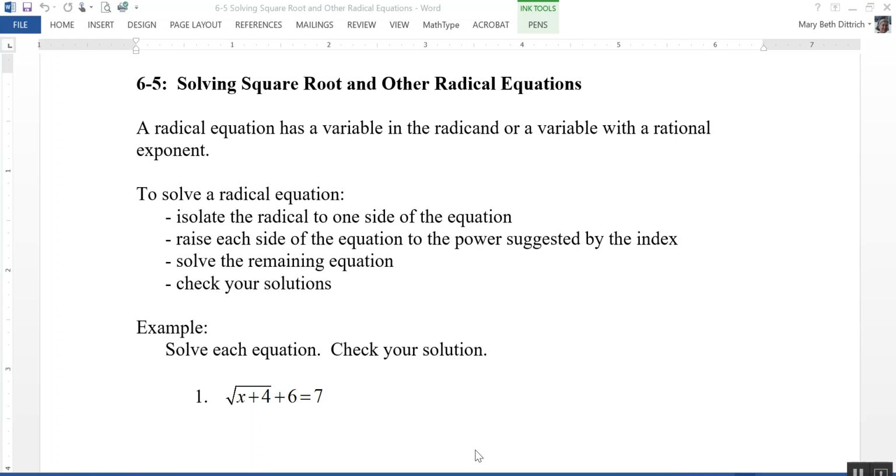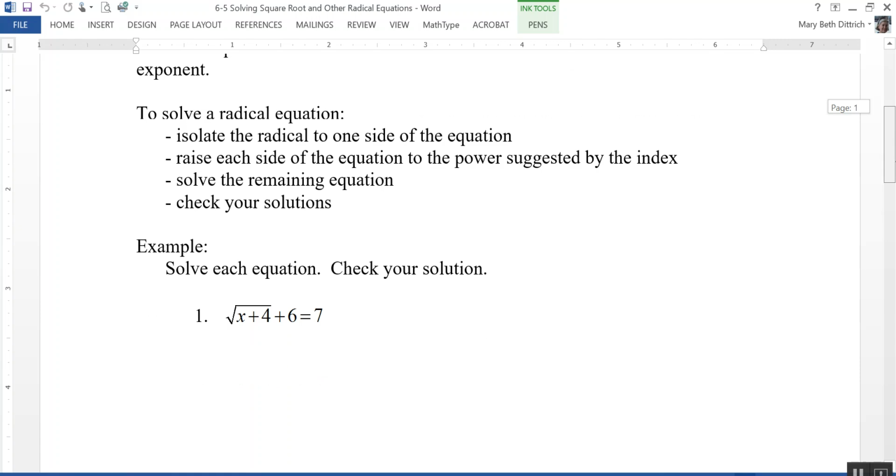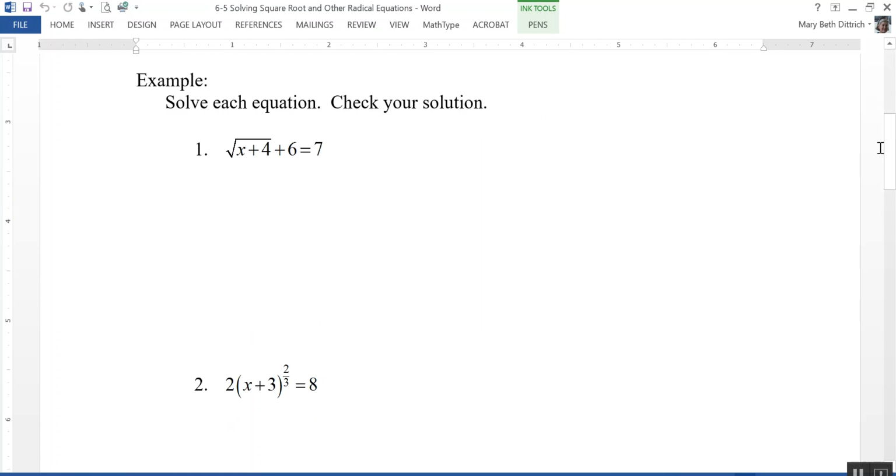I'd like to take a look at 4 examples here, and I know that's quite a few, but there's a lot of different things that can happen when you're solving equations like this. So my first example is the square root of x plus 4, plus 6, is equal to 7.